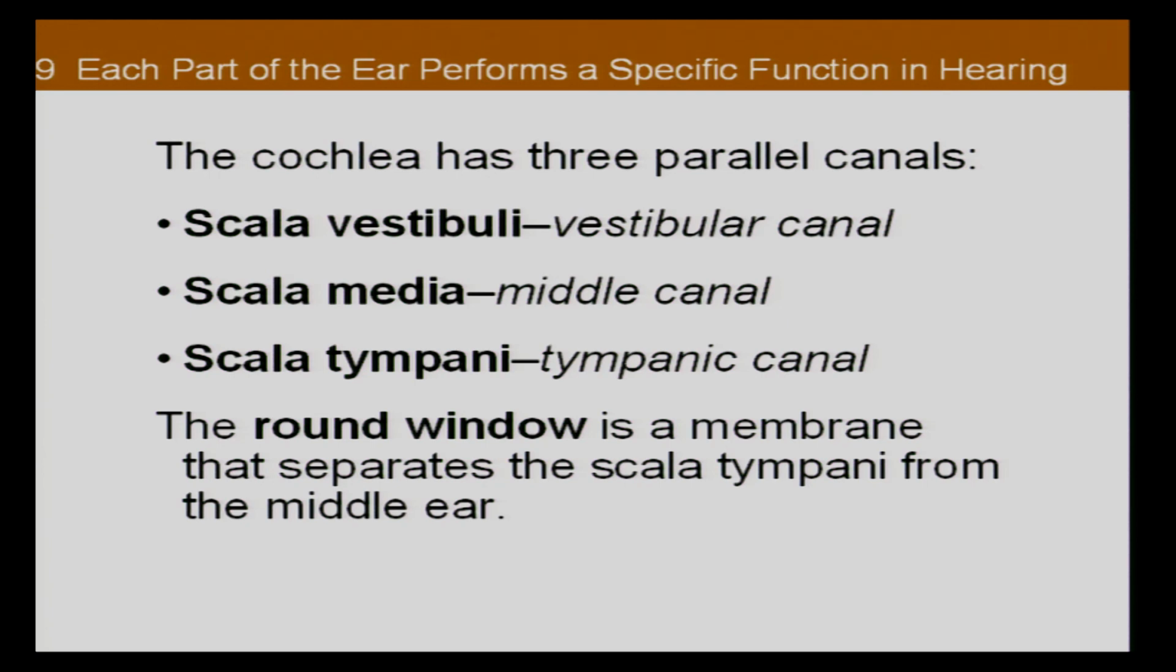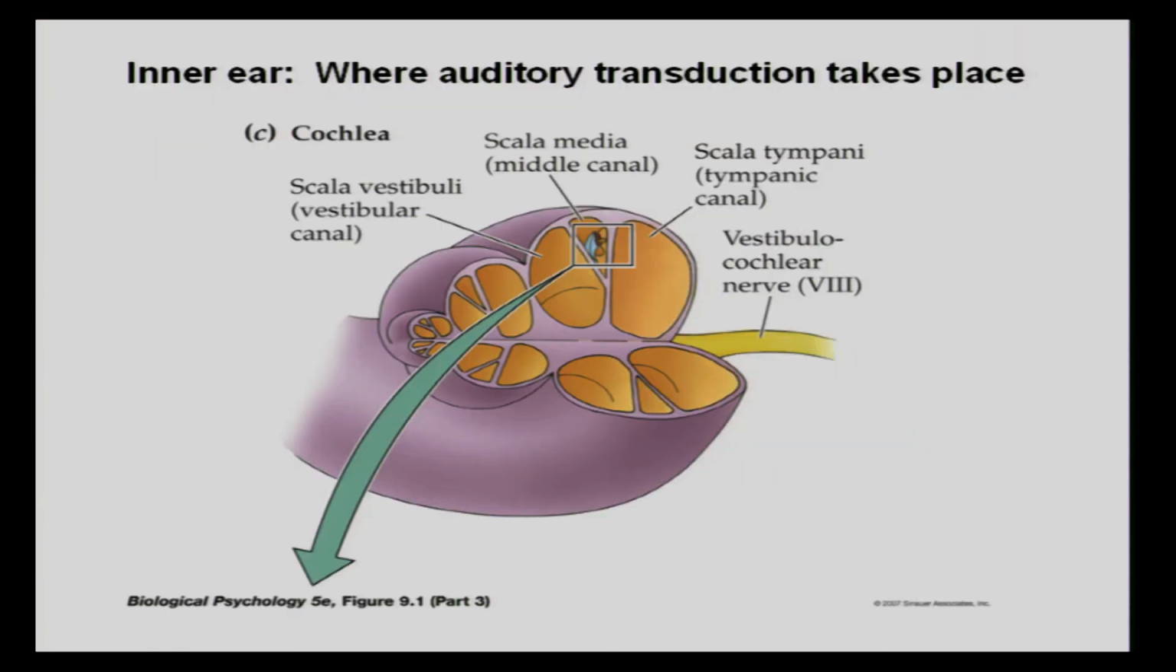We already talked about the round window. It's a membrane that separates the Scala tympani from the middle ear, and that's where the extra wave is coming out. Okay, so here are these three little chambers that are going around this kind of rolled up circle. This is the Scala vestibuli, the Scala media, where all the action takes place, and we're going to look at this in higher magnification, and the Scala tympani, the tympanic canal. All three are fluid-filled, but again, the action is really taking place right here in the Scala media. So let's take a look at exactly what that looks like.